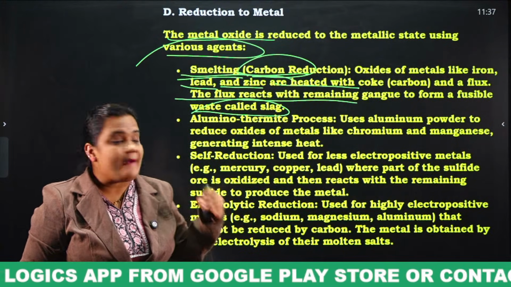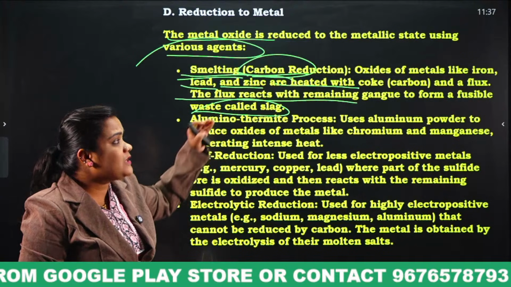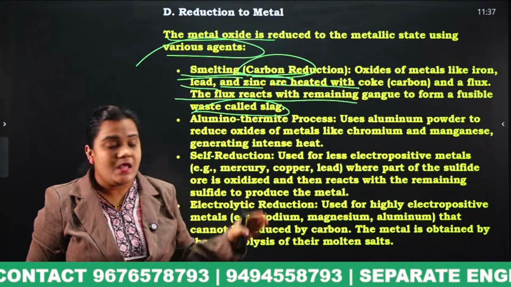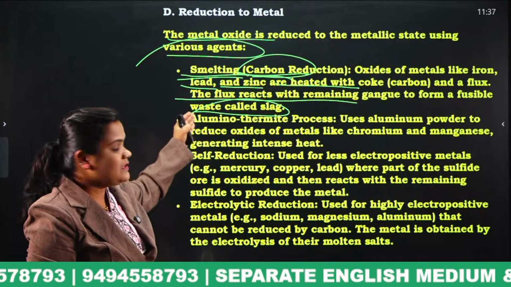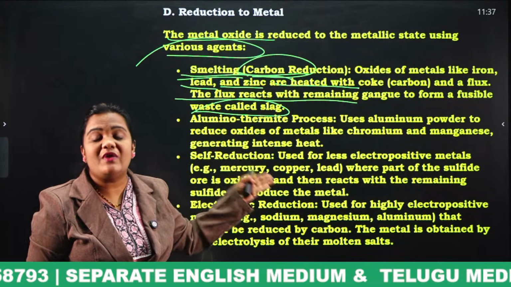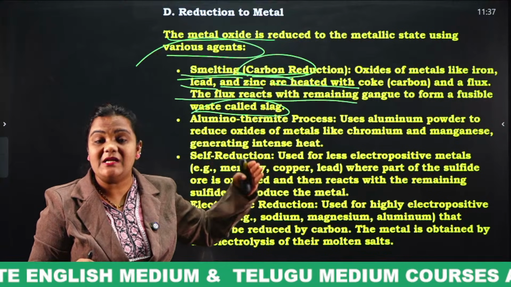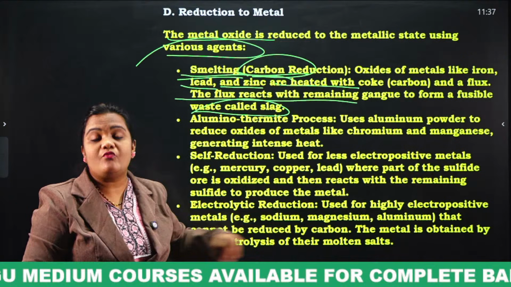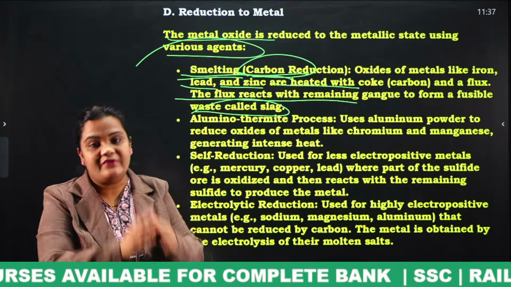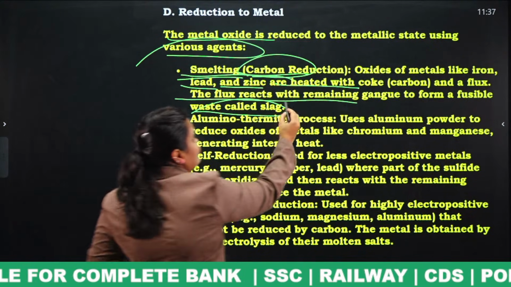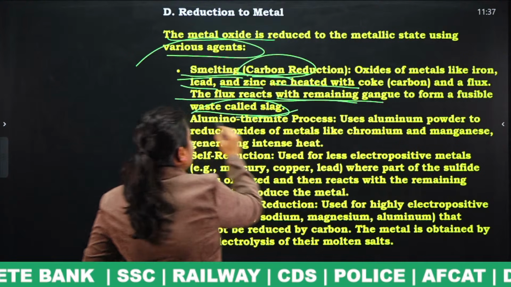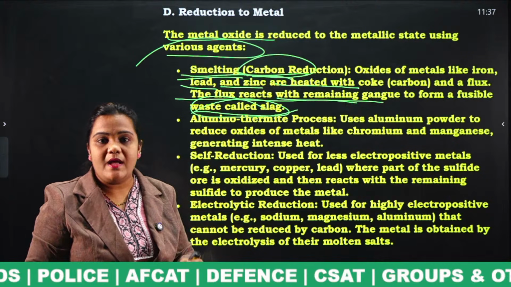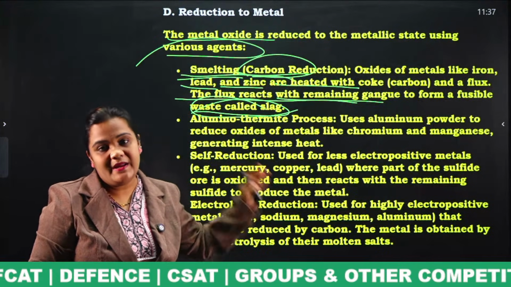Okay, what is happening here, students? Oxides of metals like iron, lead and zinc are heated with carbon and a flux. So what happens when we heat the metal oxides of iron, lead and zinc with the carbon? A flux is present, and that flux reacts with the remaining gangue to form a fusible waste called slag, such that the impurities are removed and only the iron metal will be there.